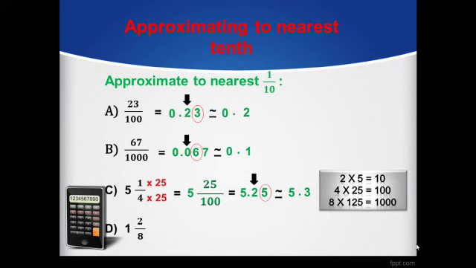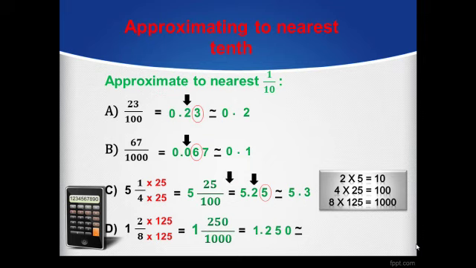Next one, 1 and 2/8. 8 in the denominator. We will multiply up and down by 125, and our result will be 1 and 250/1000. Convert it into a decimal number by putting 1 same as it is and our numerator also same as it is. Count 3 steps from right to left to put the decimal point. Then we can approximate to the nearest 10th.